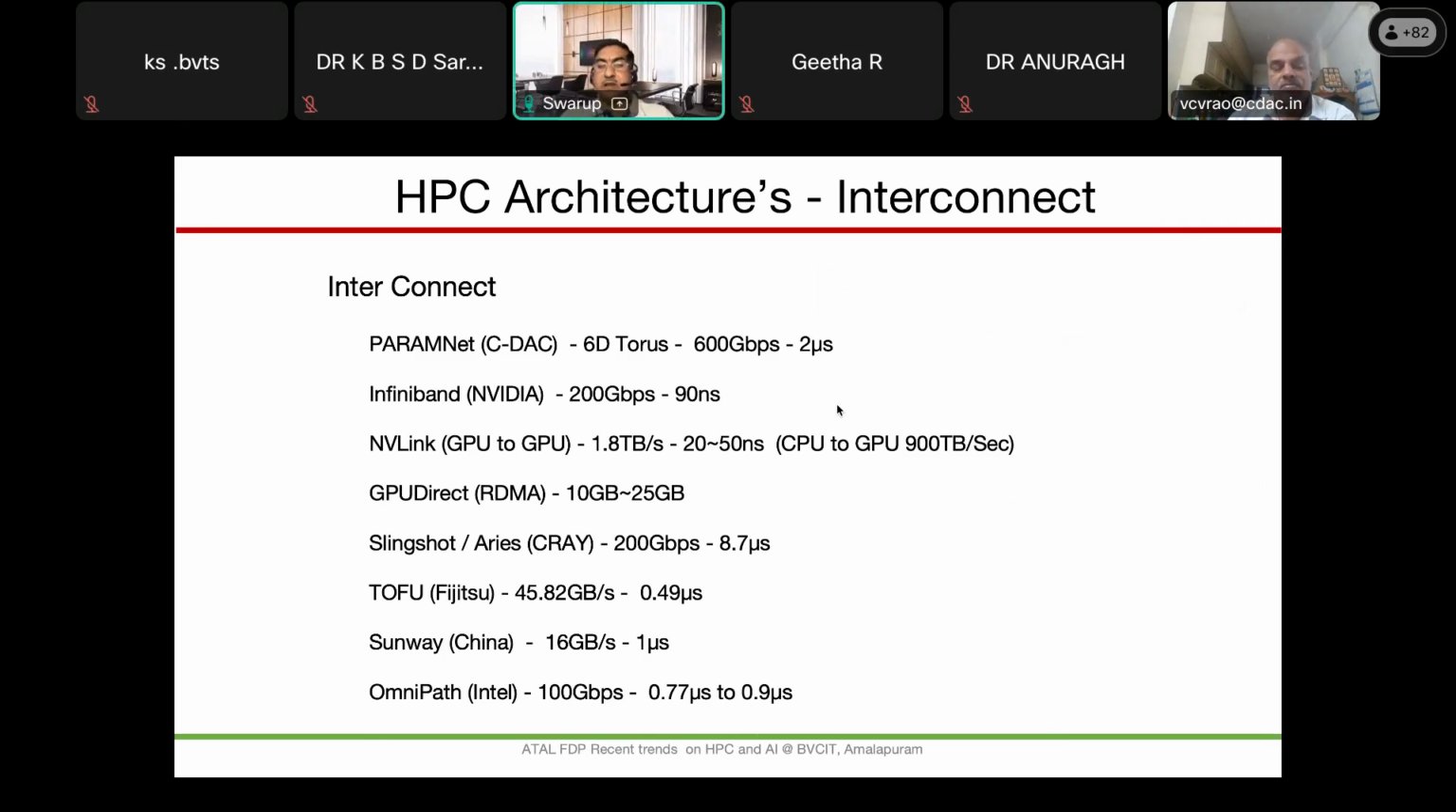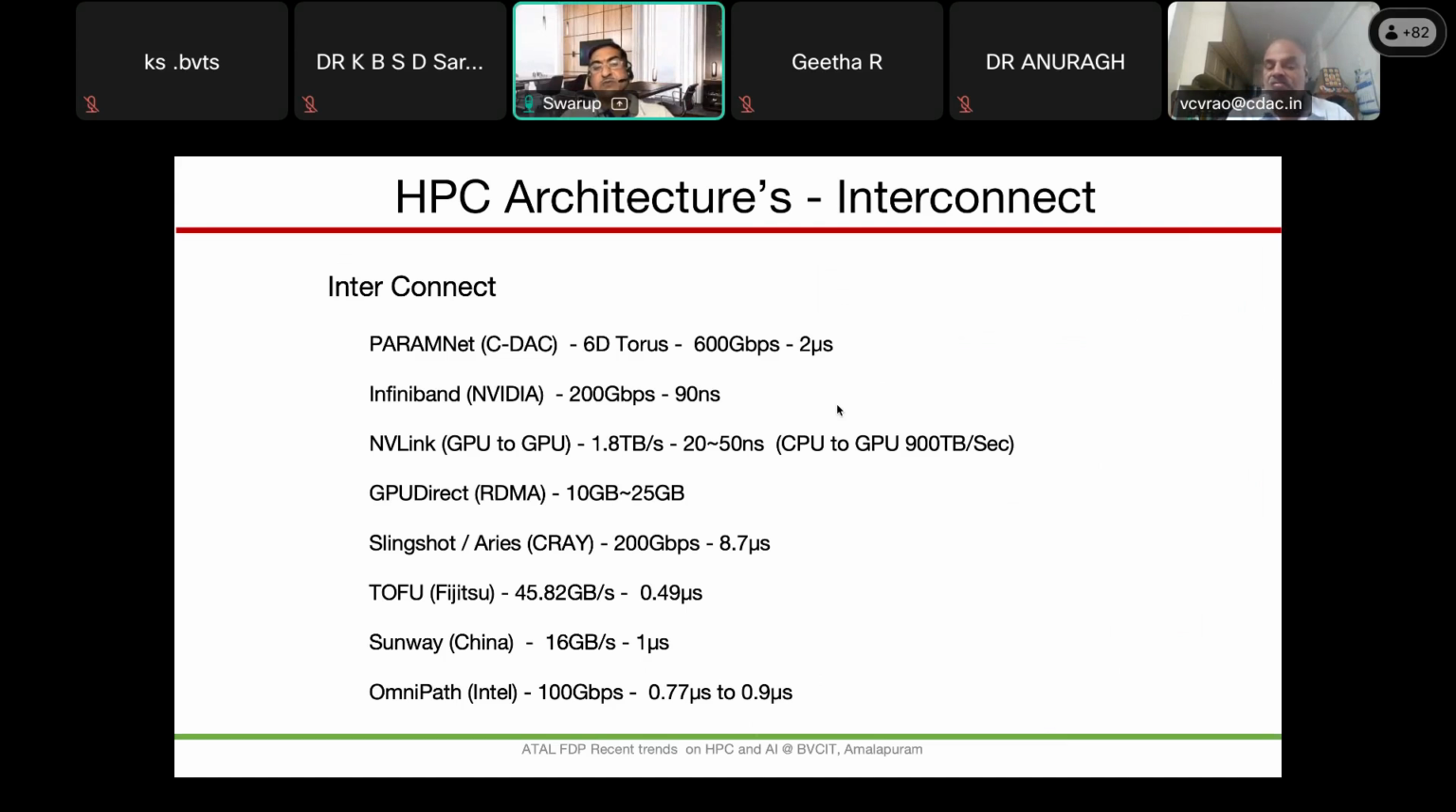And GPUDirect is a technology by NVIDIA, which is actually accessing a remote memory. So RDMA stands for remote direct memory access. Over GPUDirect, I'm able to give around 10 GB to 25 GB of throughput. The Slingshot is another interconnect from Cray, after the Aries network, and the Slingshot is 200 Gbps at 8.7 microseconds.